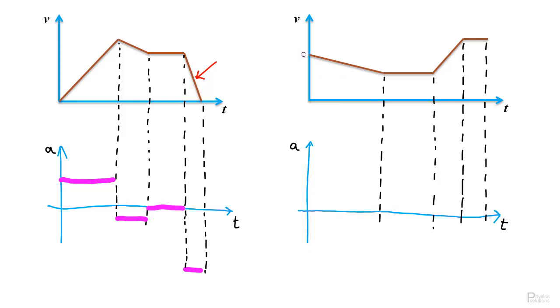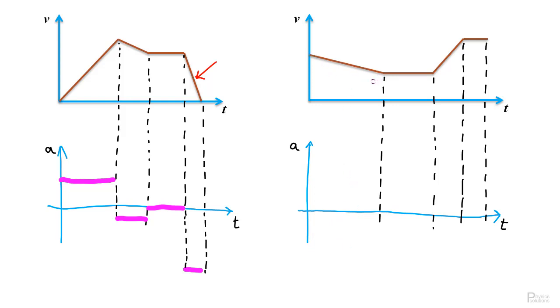We have an object that starts moving with some velocity, and this velocity decreases to another value. This means that the slope is negative, therefore the acceleration will be negative. We know the acceleration will not be up here, will not be above the axis, will be down, somewhere down here.